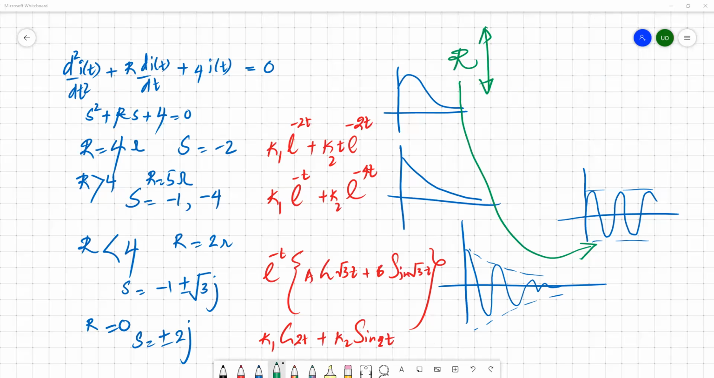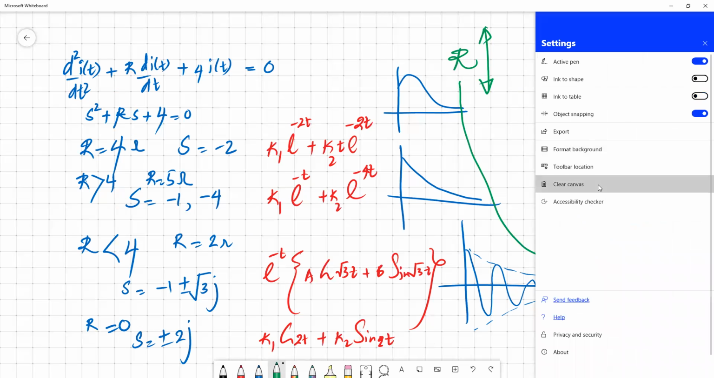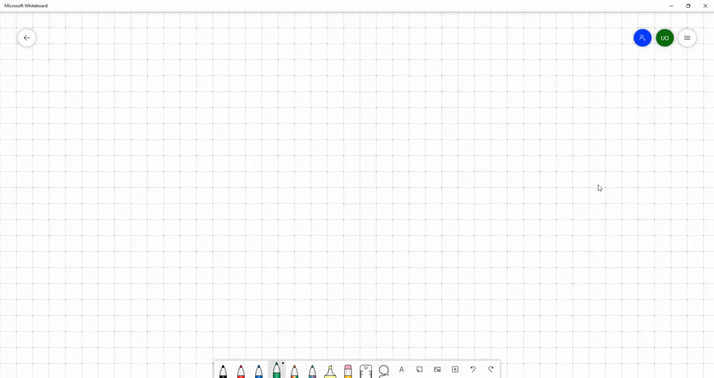So this is the whole idea about this discussion: how we design a circuit with a suitable response by adjusting these parameters of the circuit.